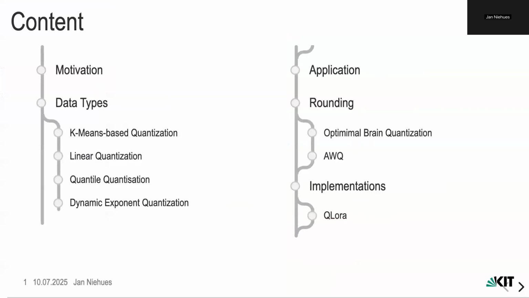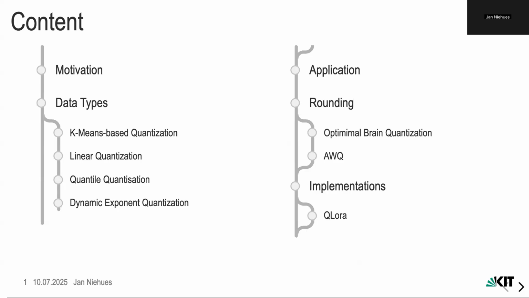So what we'll do is we'll start with the motivation. Then we look into different quantization data types. So how can we do the quantization? How should we map the floating point numbers that we typically have into some other data type? We'll look a bit into how that is really applied and what additional challenges we have to address. Then we'll look at different strategies for how we should do the rounding.